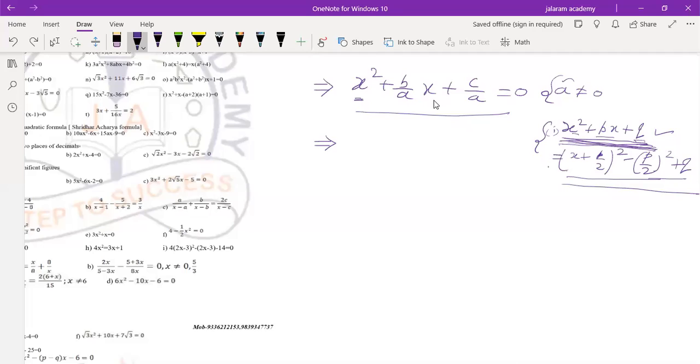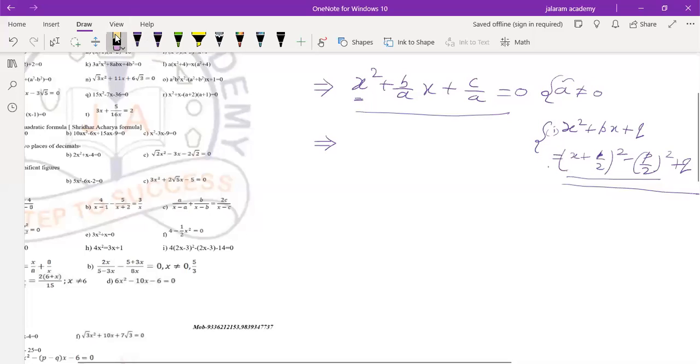X square plus px plus q is equal to x plus p by 2 whole square minus p by 2 whole square plus q. Read again. Now use it to factorize this line.